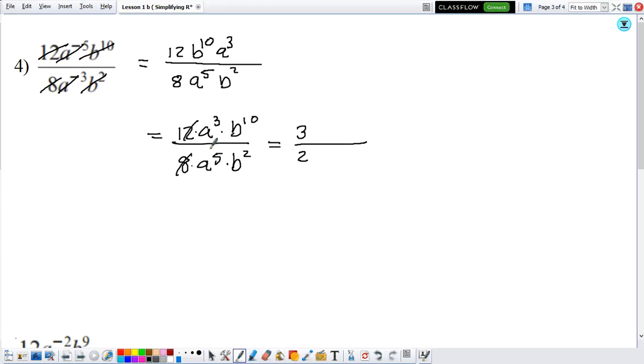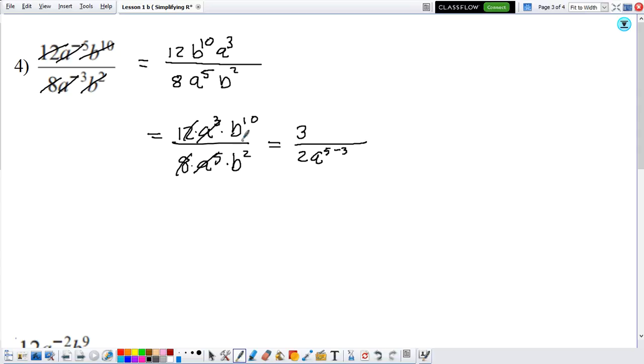Now look at the a's. They're dividing, so this needs to be a subtraction. Where is the highest exponent? The highest exponent's on the bottom. So now, if I divide those a's, I'm going to have a to the 5 minus 3, because again, if they're dividing, you subtract the exponent, and the subtraction takes place where the highest exponent is located, so that takes care of the a's.